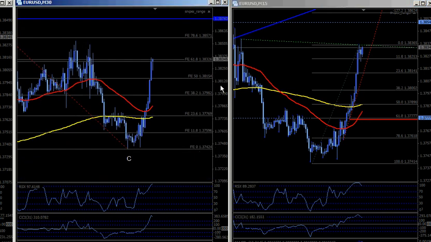Okay, this is the Daily Outlook for March 2nd, 2011.